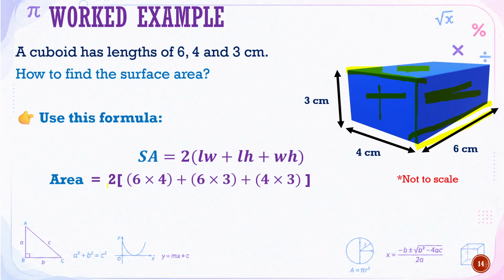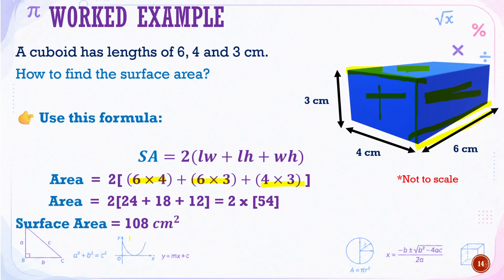So that gives you 2 multiplied by, you have to do an individual calculation, length into width, then length into height, then width into height. All right, that gives you 2 multiplied by, in bracket you have to sum up all this now. 6 multiplied by 4, 24. Then 6 multiplied by 3, 18. 4 multiplied by 3 is 12. So that becomes 2 multiplied by 54. That is double of 54, which is going to be 108 centimeters square. Okay, so the surface area of your cuboid is eventually 108 square centimeters.